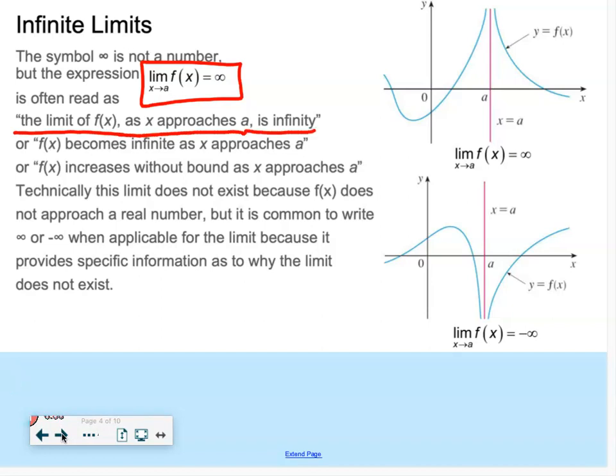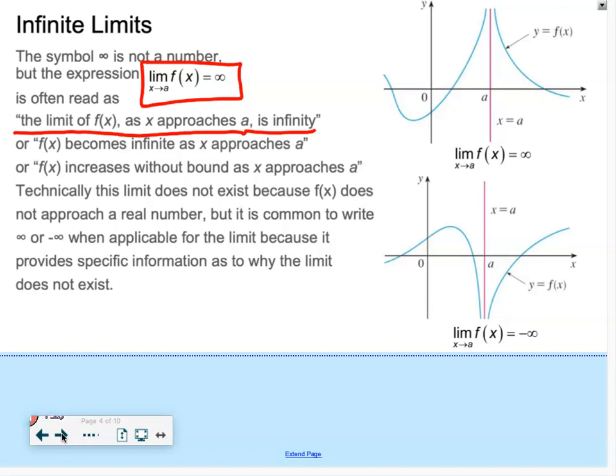Now, technically, the limit of f of x as x approaches a, we write that it equals infinity, but really, what is the limit? Does not exist, right? This limit does not exist because the graph approaches infinity. But we write equals infinity as a courtesy to give a little more information to the person who's reading. And the College Board will expect you to do that as well.